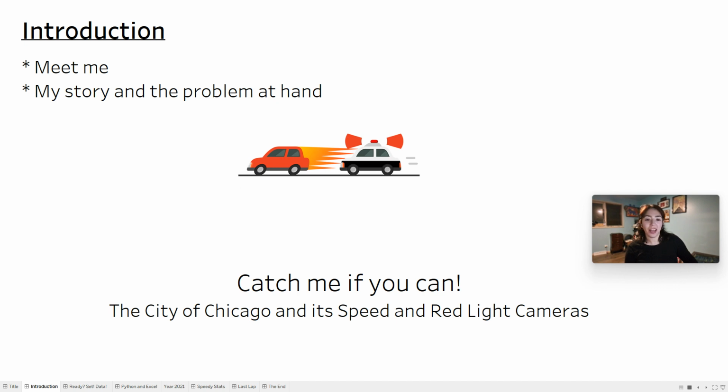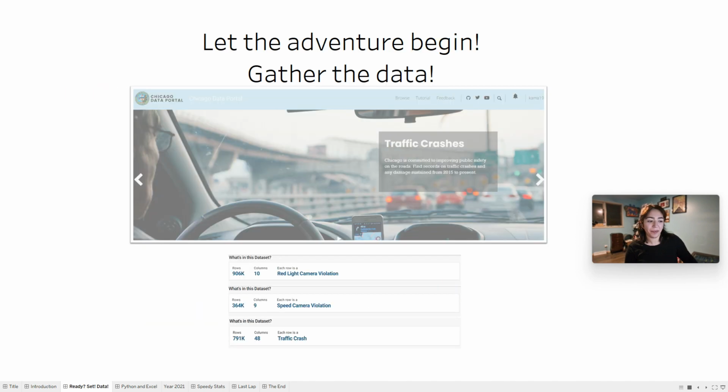So, with that, catch me if you can, the city of Chicago and its speed and red light cameras. Let the adventures begin. It's time to start collecting data.